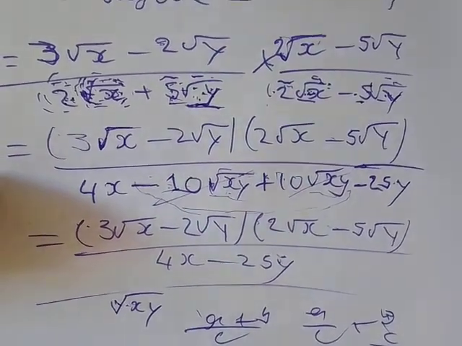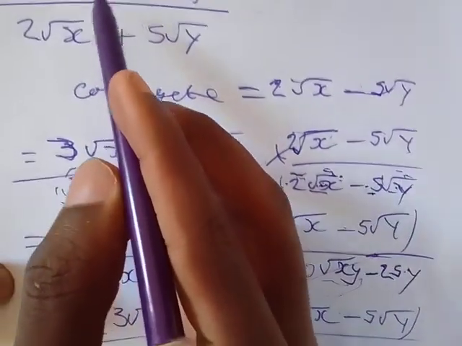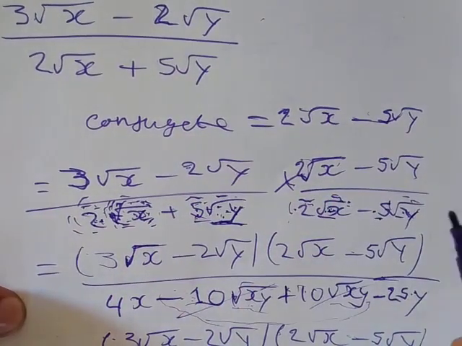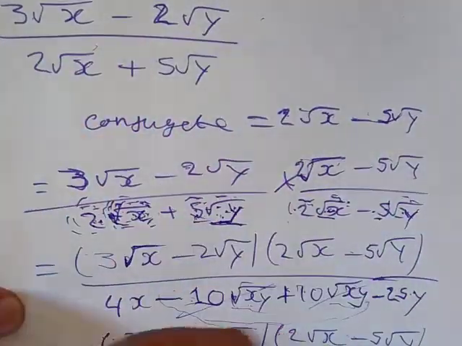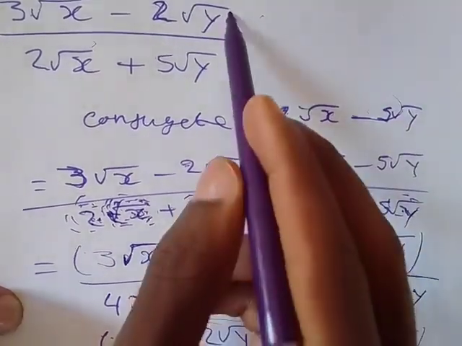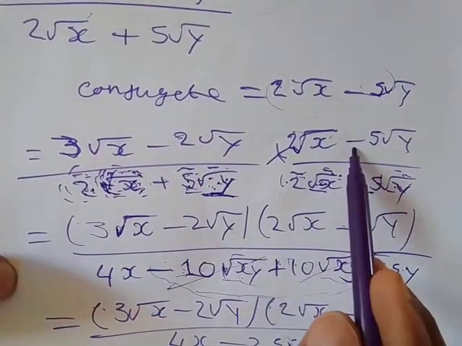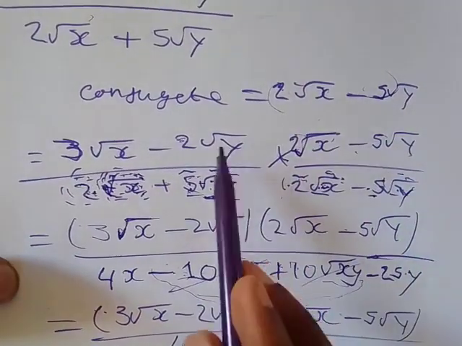So all you need to know is that first things first, find the conjugate. After finding the conjugate, you multiply with the numerator and the denominator. That's what we did here. We multiply the conjugate, and I said that, but if you want, you can go on and expand here.